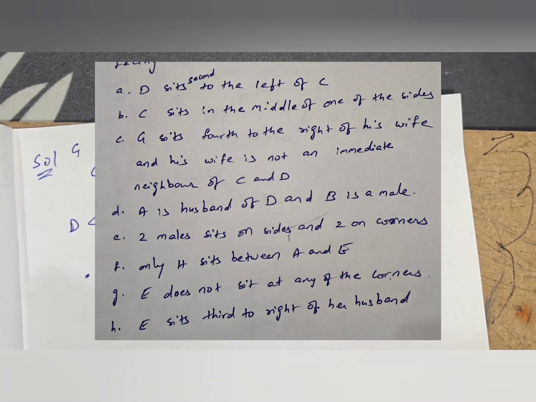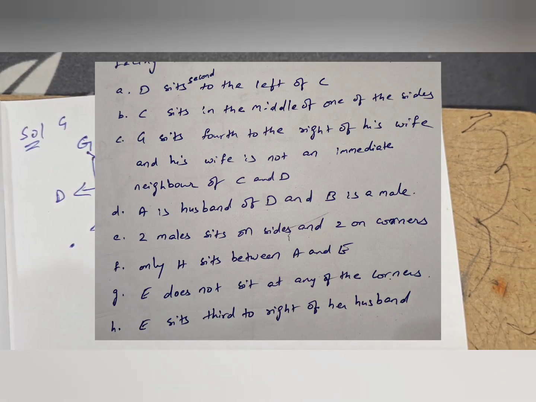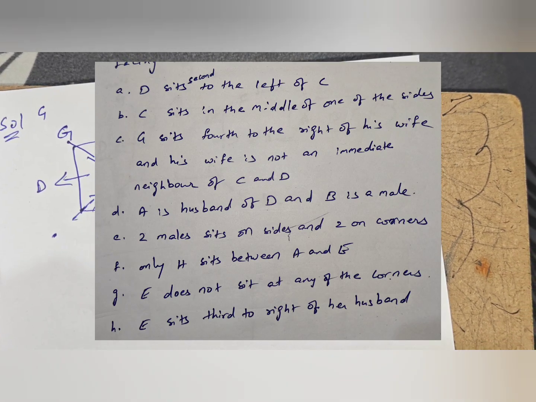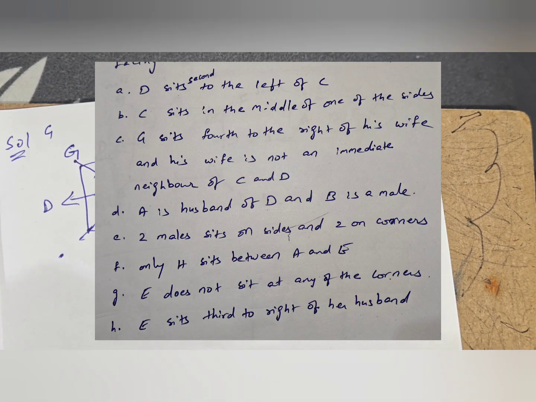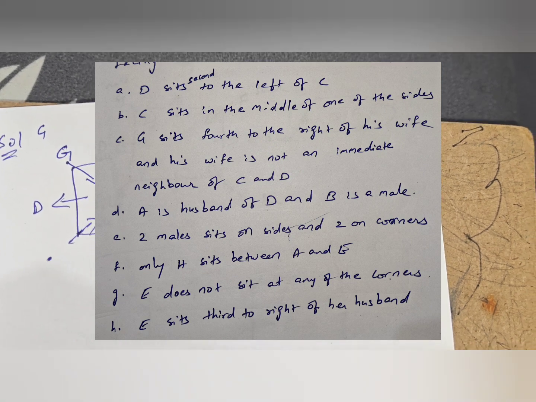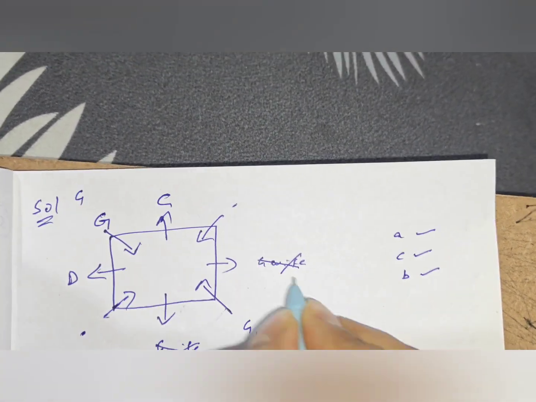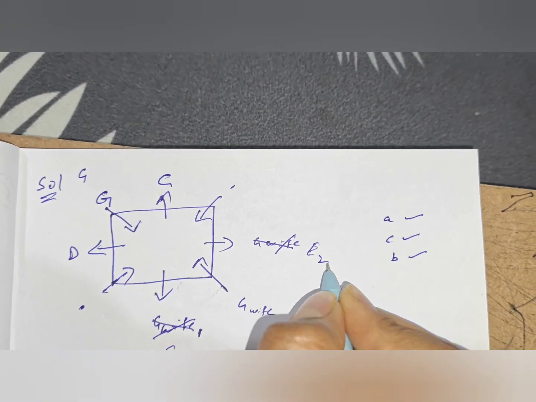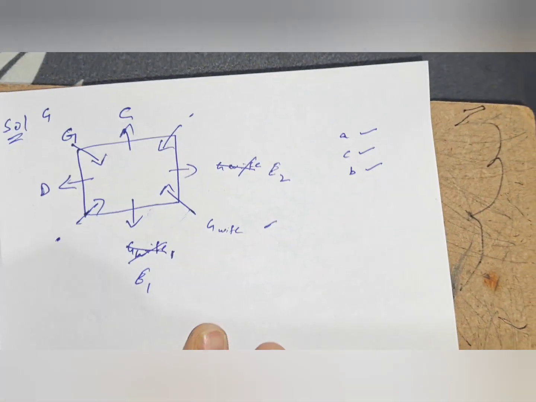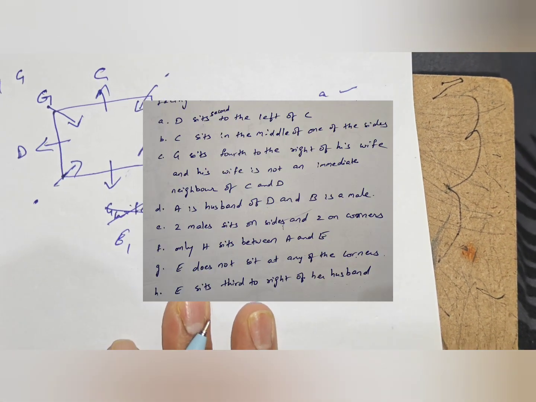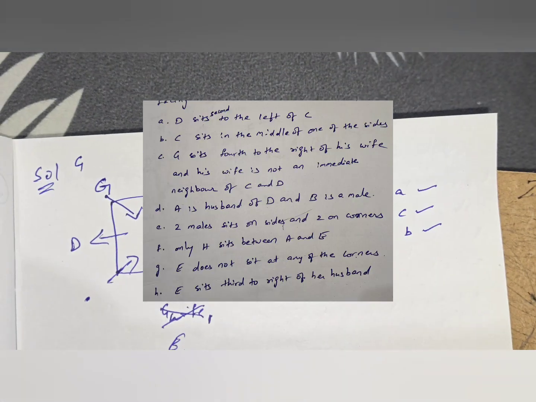H sits in between A and E. There is no concrete thing. E does not sit on any of the corners. So that means E is sitting on any one side. E can be placed here or E can be placed here. And next, E sits third to the right of her husband.